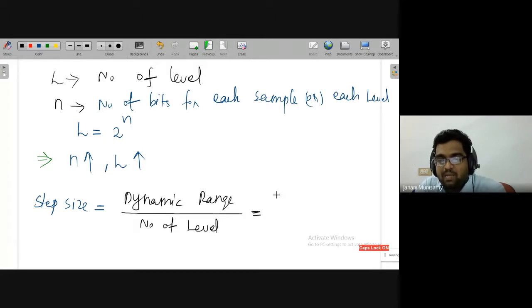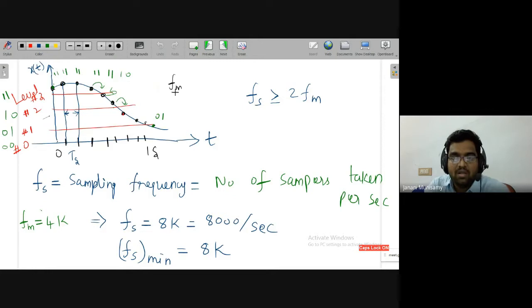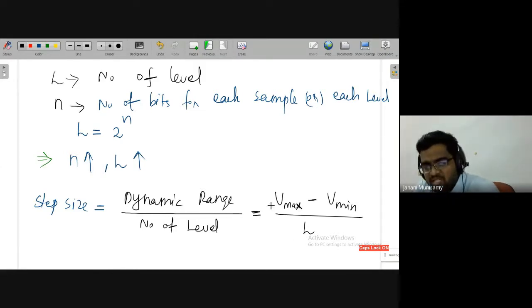What is the dynamic range? What is the maximum value present in the signal? Then what is the minimum value? Minimum value may be negative also. Here I have taken the minimum value as 0 in this case. In reality, the minimum value can be negative also. So in general, Vmax minus Vmin, then divided by L. This is the step size.